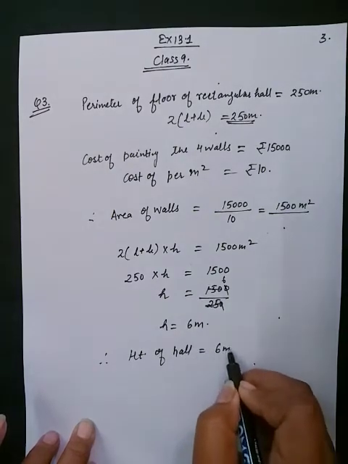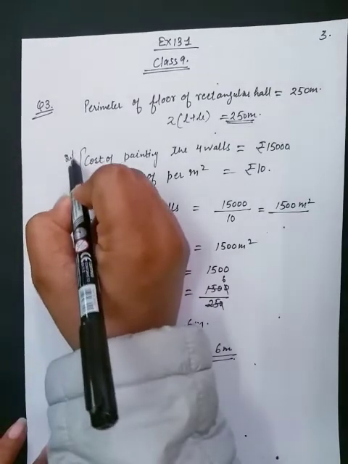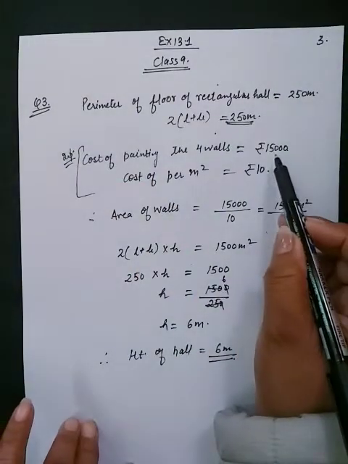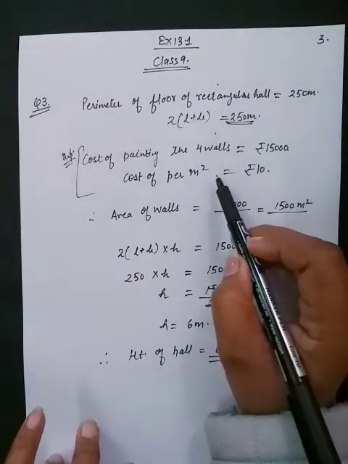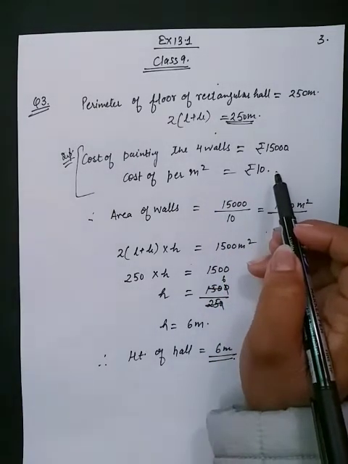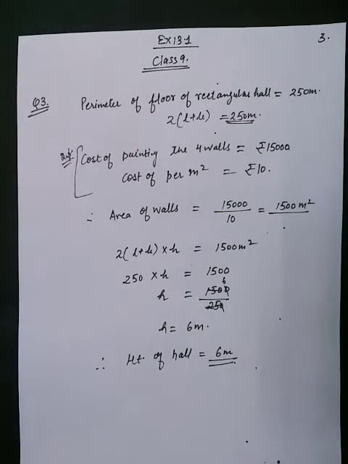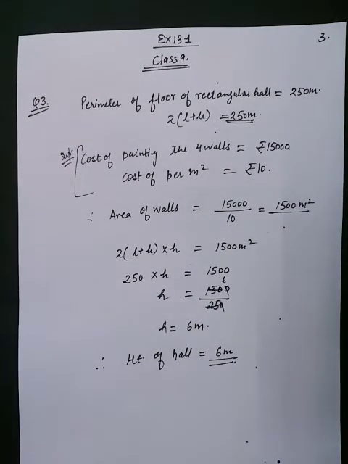is 6 meter. This concept is very important in this question: whenever total cost is given and cost per meter square is given, when we divide these two costs, we will get the area of that place where the work is done. Next, question number 4.